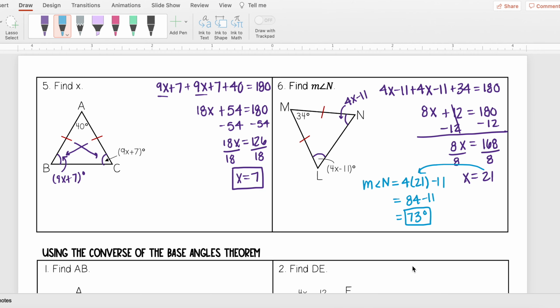So the answer you should have gotten is 73 degrees. Using my triangle sum theorem, I added all 3 angles up and set equal to 180. And when I solved that, I got x equals 21. This question was asking me to find the measure of angle n, so I had to plug that back in to get my angle n measured.